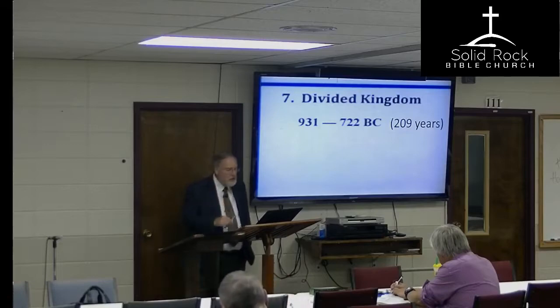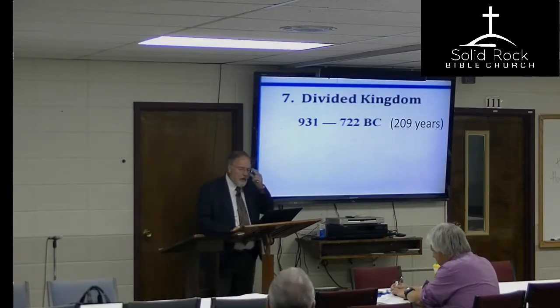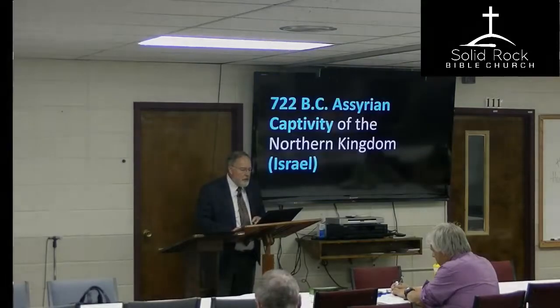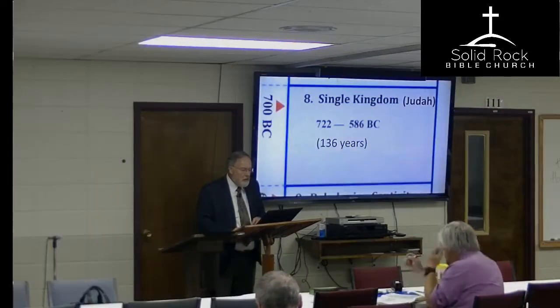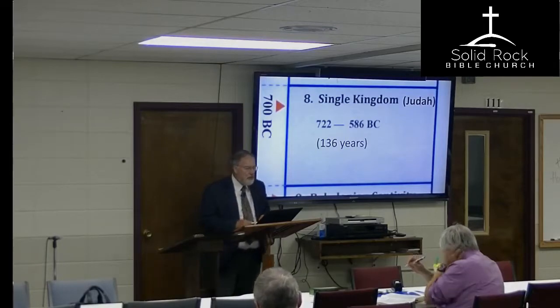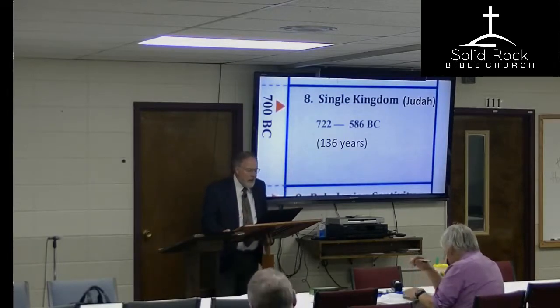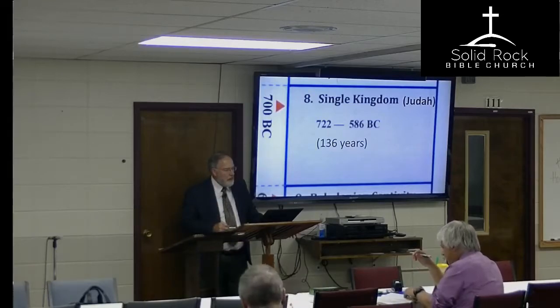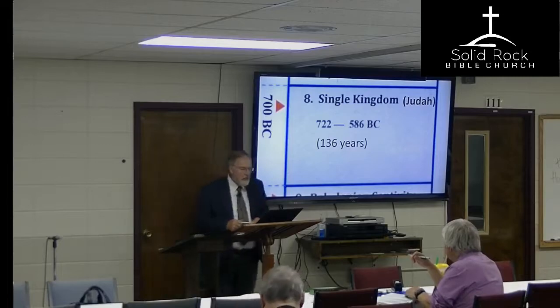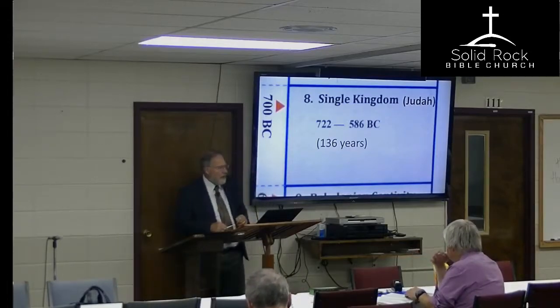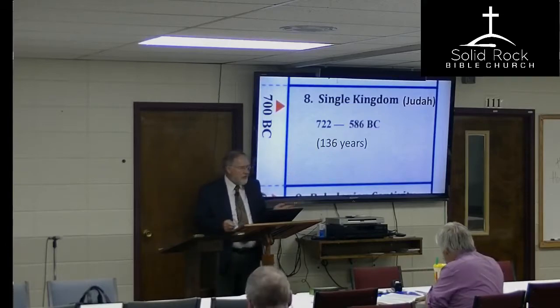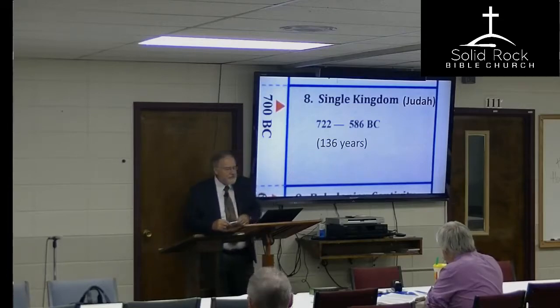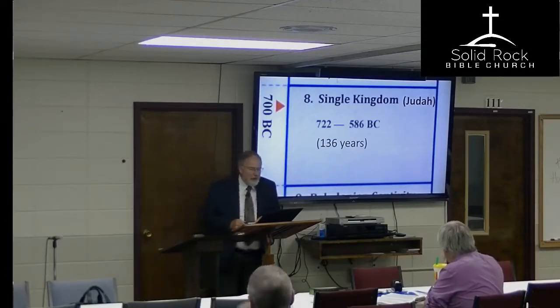The south lasted longer. So you have the period known as the single kingdom, and that single kingdom is simply Judah. And that's from 722 until 586, a period of 136 years. Judah and Israel both had approximately 20 kings. Some people say Israel had 19, but it depends on how you do your counting there. But Judah had 20 kings.